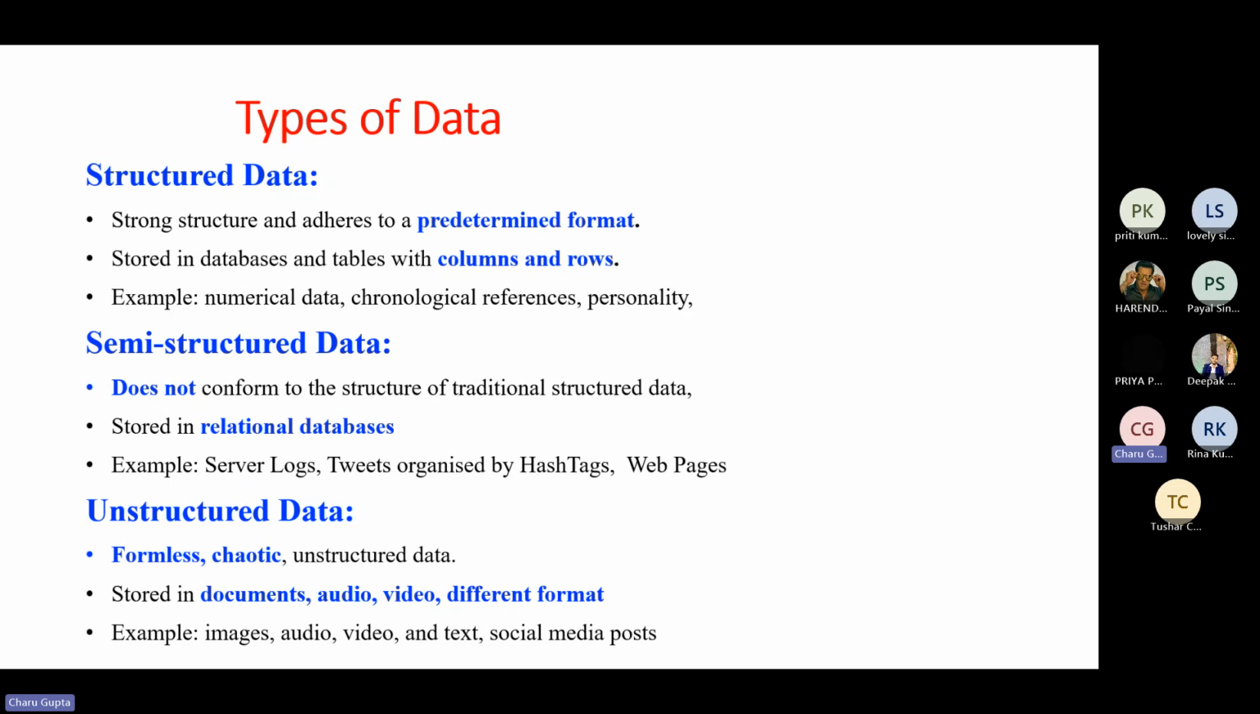Next is the unstructured data, which is formless and chaotic. All the social media posts, okay, it can have text, it can have image, it can have audio, it can have video. The structure is not fixed. Emails, social media post, right? So these are unstructured format and which can be stored in document, audio, video, or image format.